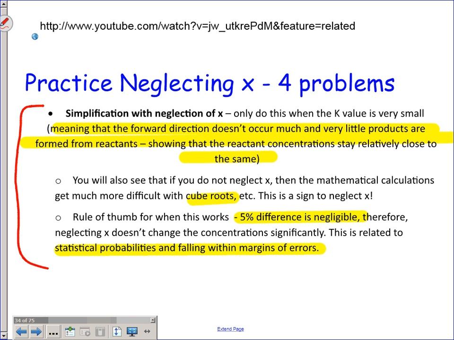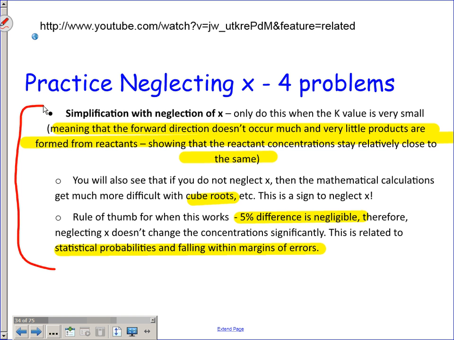Read this and write down what you need to. We're going to go back and verify this. When you do simplifications with x's, we call it neglecting x. And you can only do this when the value of x is very small, meaning that the forward direction doesn't occur much and there's very little products formed, very little reactants subtracted, showing that the initial reactant concentrations are very similar to the reactant concentrations at equilibrium, meaning essentially they don't change that much.